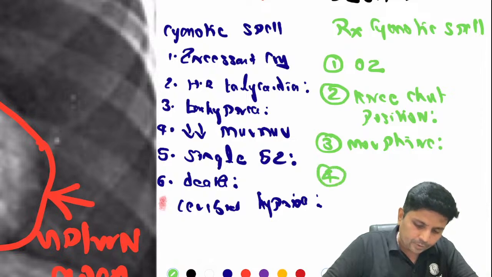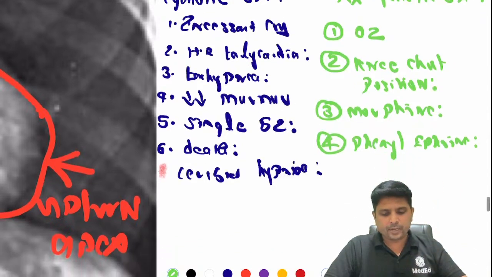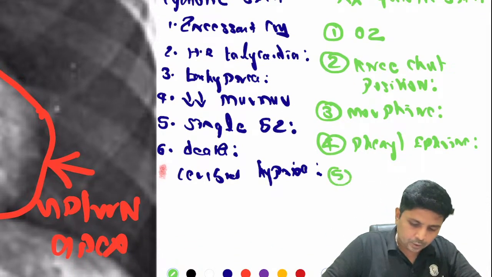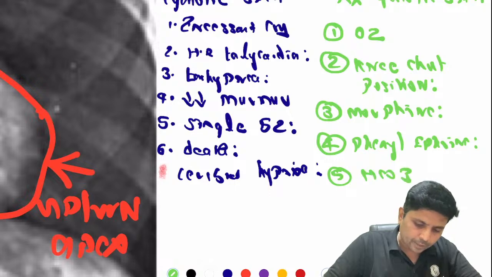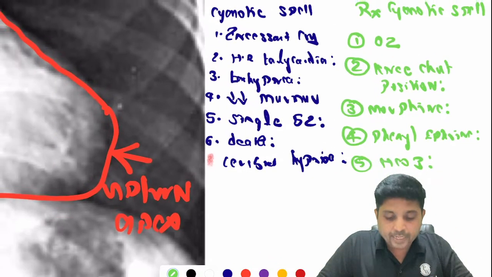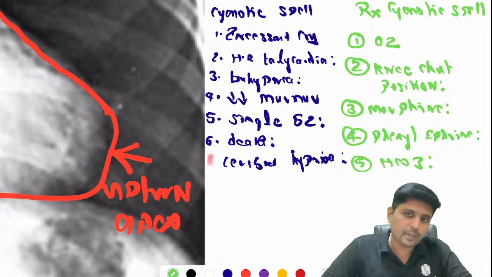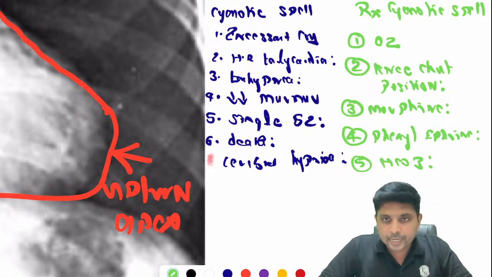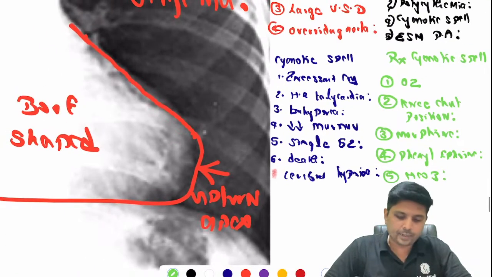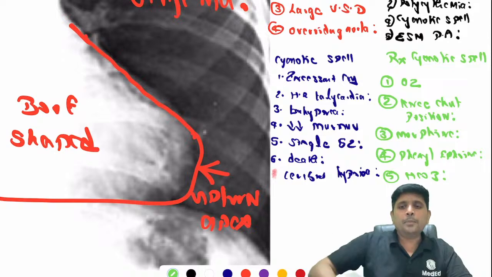Rarely you can give phenylephrine to increase systemic pressure, but very rarely we use it. Also sodium bicarbonate: because of severe poor oxygen supply, it can lead to metabolic acidosis, so to combat that metabolic acidosis, we give bicarbonate. So these are all the 5 treatments, and then you need to prepare the child.